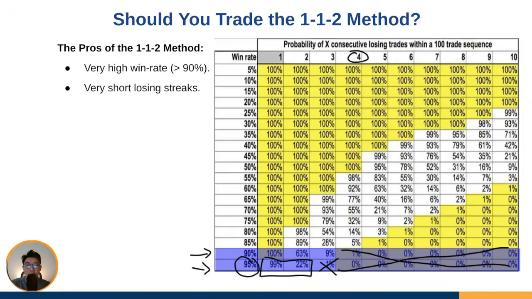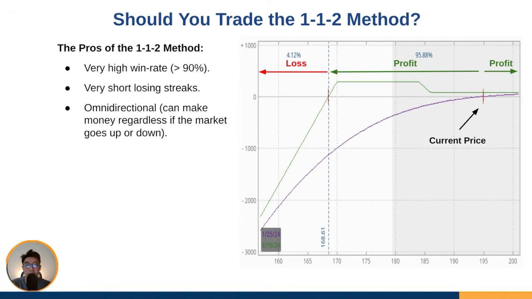So if you like to win most of the time, you like to have a profitable trade most of the time, and you don't like to see drawdowns, then this is a strategy that you can certainly consider. Now, the third pro is that this strategy is omnidirectional. So it's very similar to the put ratio spread, right? In the sense whereby you can make money regardless of whether the market goes up or down, right?